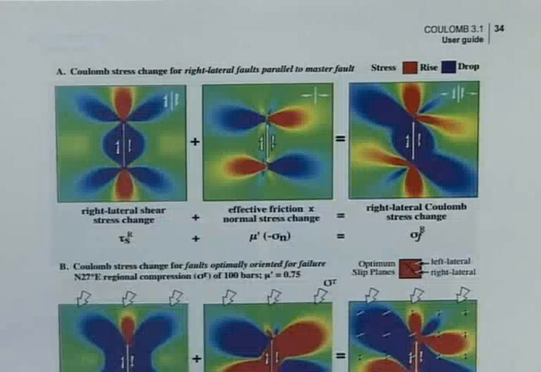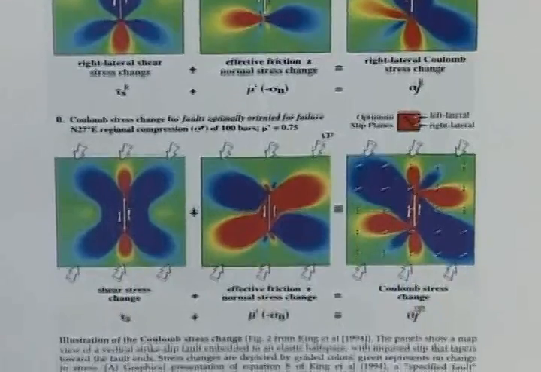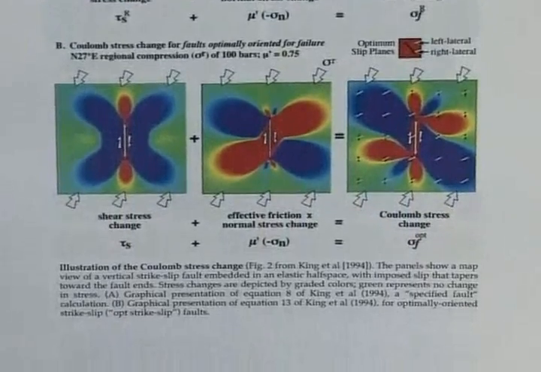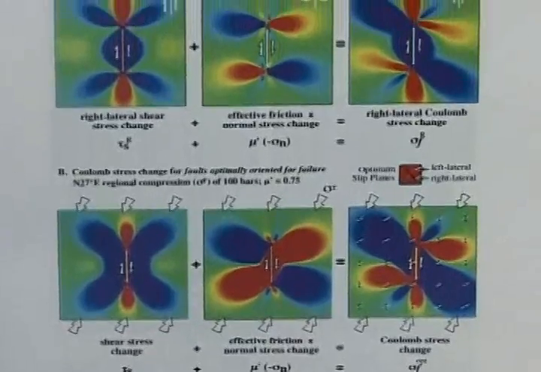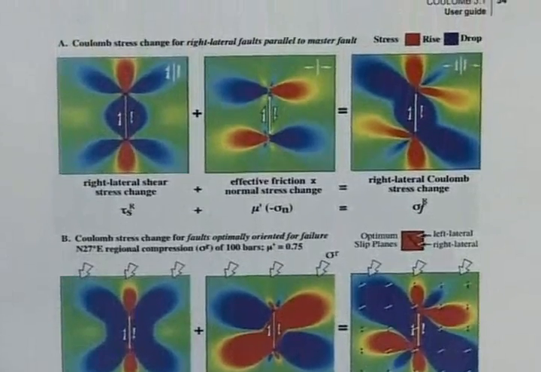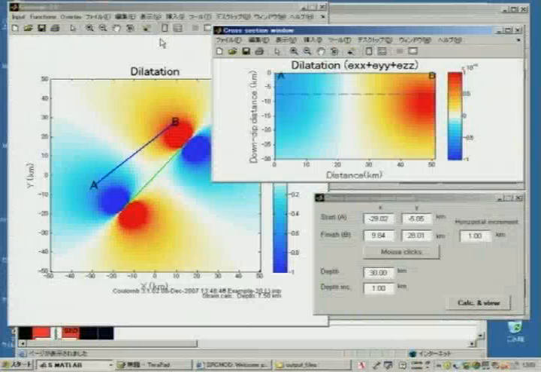And as I said in the beginning of the talk, we're going to deal with basically three kinds of receiver faults, faults that receive stress. Those are ones that are in the input file that have no slip. So those are ones where we're just resolving the stress on those faults in their rake direction or any rake direction we choose, because often we don't know what their rake direction is.